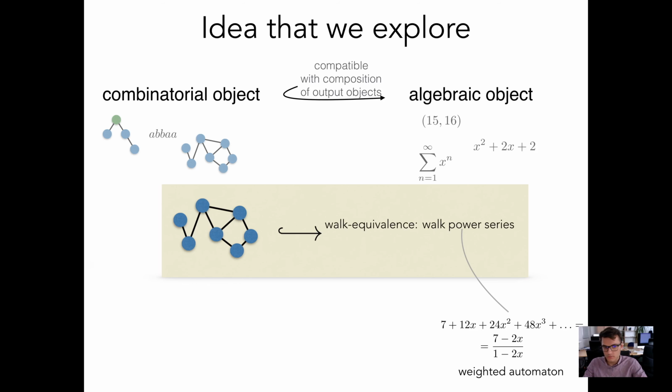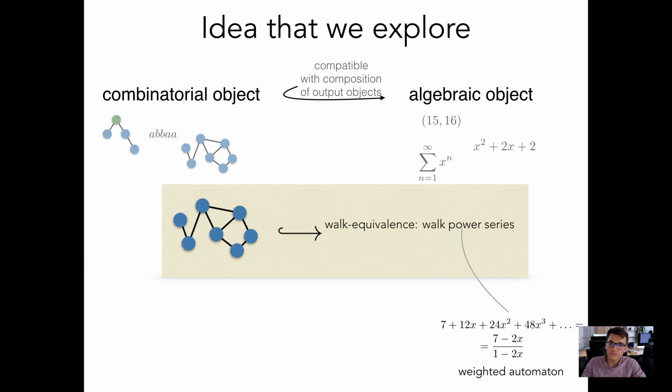And why are they useful? For example, they can be written concisely by a rational expression like this. And just a remark is that the power series that can describe walks are always rational power series, and these are the same up to some transformation. They can be transformed to weighted automata and vice versa.